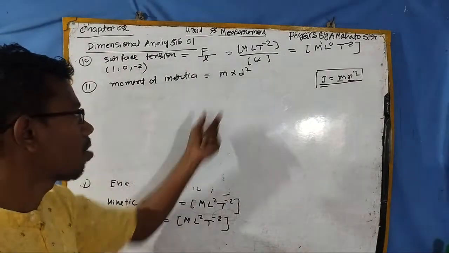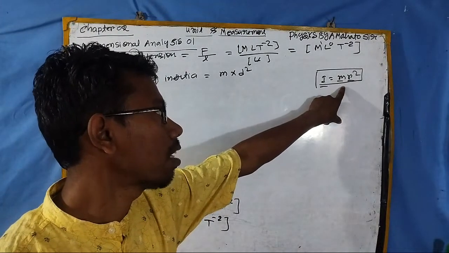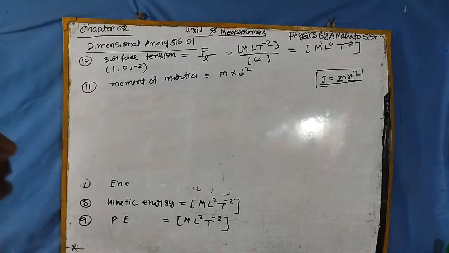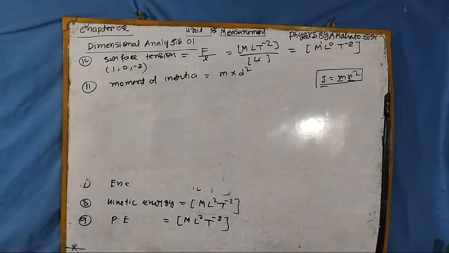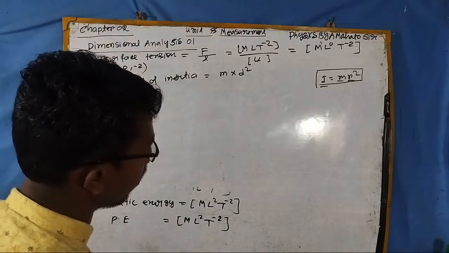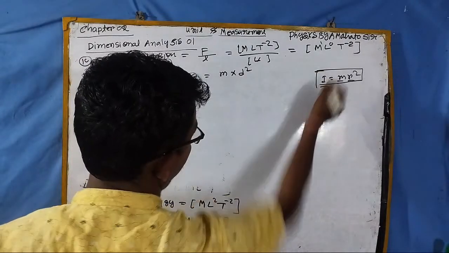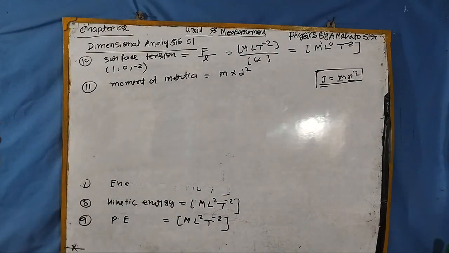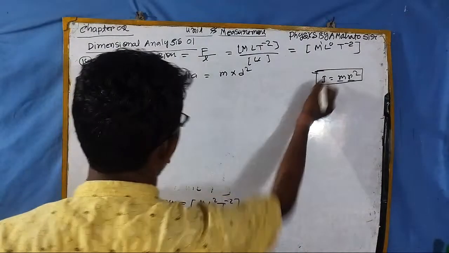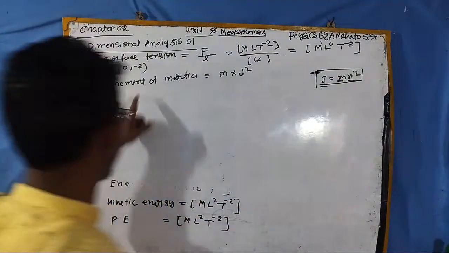If you remember the formula of every physical quantity, then you can easily find out the dimension. All physical quantities' dimensions can easily be found from their formula.